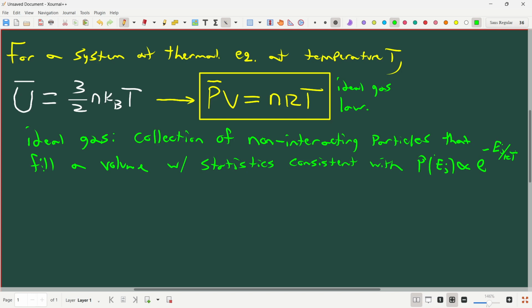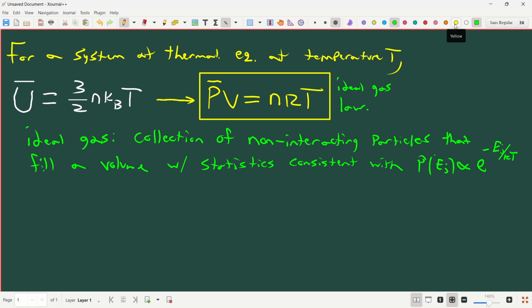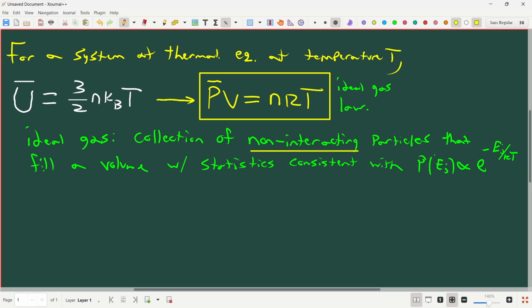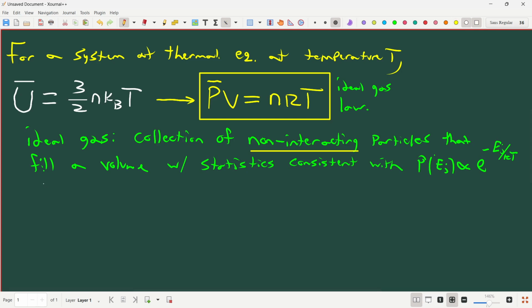And as we'll see, not only is it uncommon for that to be the case, it basically never happens. They're always interacting, as we'll see. Right? And I just want to be especially explicit about the conditions of an ideal gas.